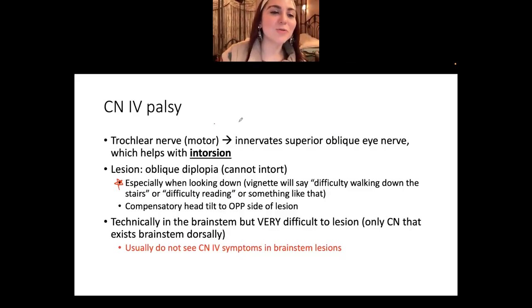But anyway, if you have a lesion of this, you can't look down basically. You can't look down and in. So you can't intort. They call this oblique diplopia. They'll never say this in a vignette. It'll say the patient is walking down steps and can't do it, or gets a headache looking down when walking down steps. Just think about anything where they're looking at their phone trying to text and they can't do it. Like they go cross-eyed, or they're having difficulties reading a book and they go cross-eyed. And then sometimes they'll ask, how would you expect them to compensate for it? So again, imagine you can't.